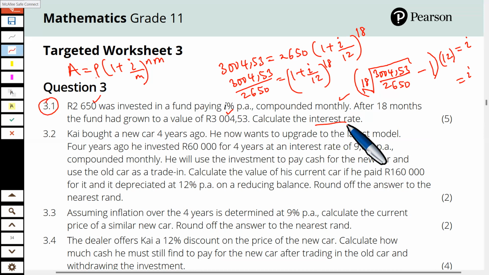Right, so in 3.1, let's just do it. So now this is going to be exactly the 18th root of 3004.53 over 2650, minus 1, times 12.